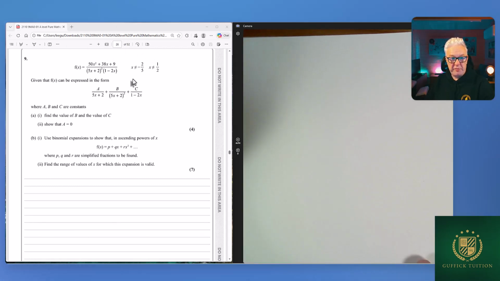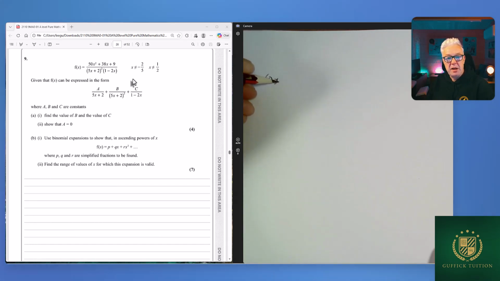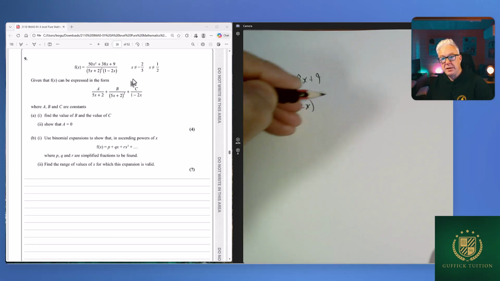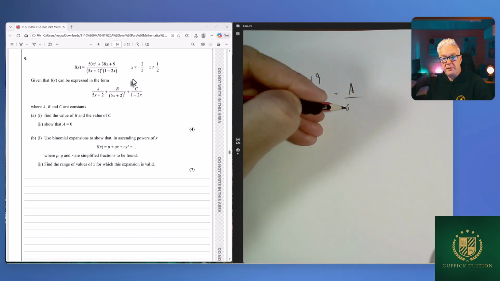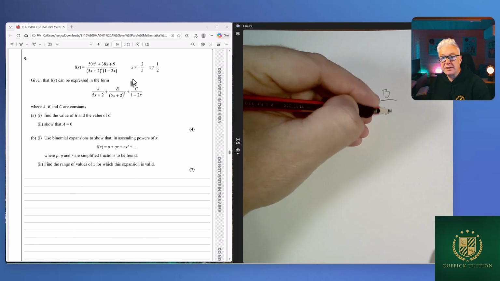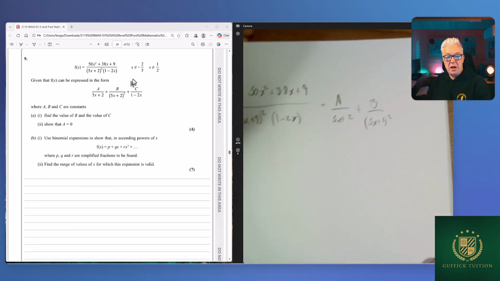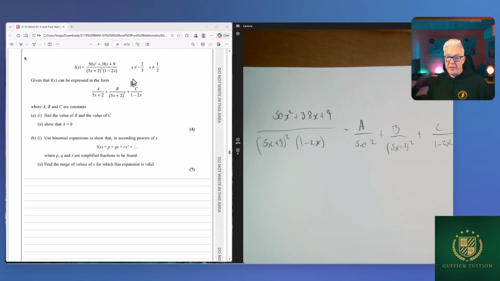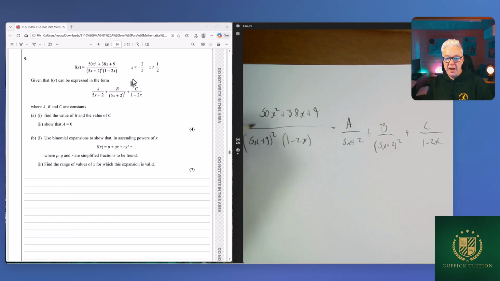Let's think about how we're going to do this. We're going to simply start off by writing the left-hand side is equal to the right-hand side. So we've got our 50x squared plus 38x plus 9 all over (5x plus 2) all squared times by (1 minus 2x) is equal to a over 5x add 2 plus b over (5x add 2) all squared plus c over 1 minus 2x.